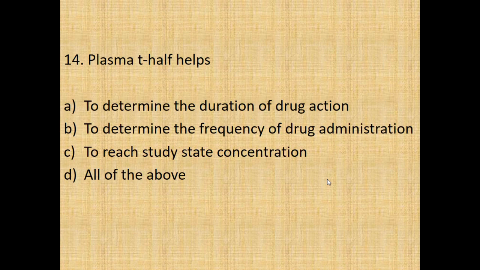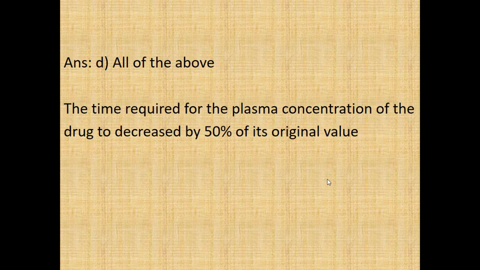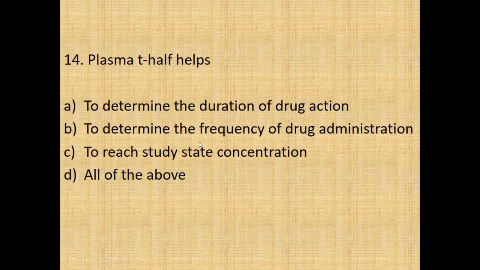Then plasma t half helps. Plasma t half is one of the pharmacokinetic parameters. What will it tell you? It determines the duration of drug action, the frequency of drug administration, and the time to reach steady state concentration. All these things are calculated according to the plasma t half.